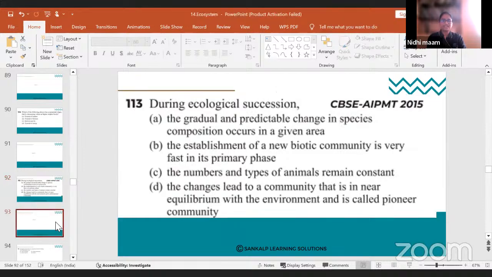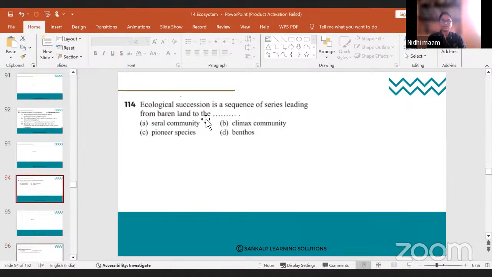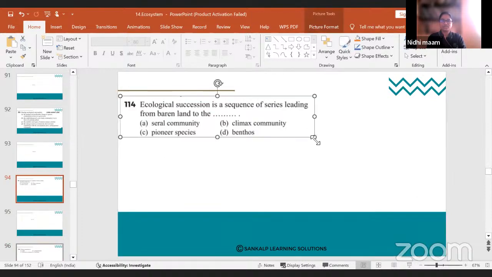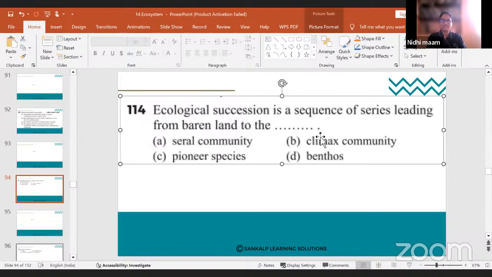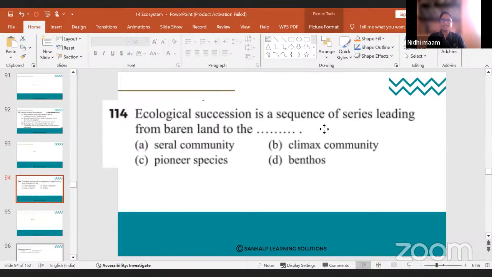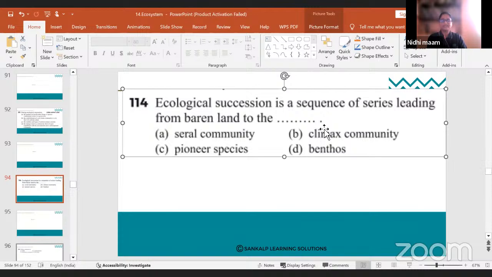So the right answer is option A. The gradual and predictable changes in species composition occurring in a given area is called ecological succession. Ecological succession is a sequence of series leading from barren land to the cereal community, climax community, pioneer species, benthos. What will happen? Barren land will become what in ecological succession?